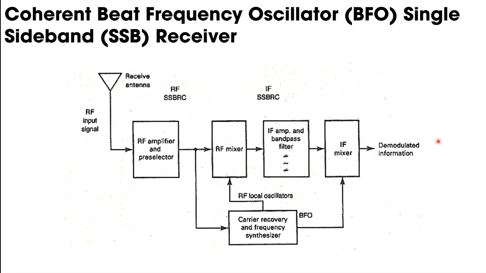The synthesizer circuit produces a coherent RF local oscillator and beat frequency oscillator frequency. The carrier recovery circuit tracks the received pilot carrier. Therefore, minor changes in the carrier frequency in the transmitter are compensated for in the receiver, and the frequency offset error is eliminated.